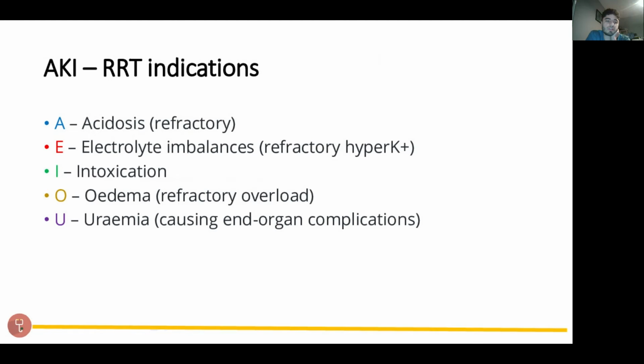Intoxication, so if you've got lots of drugs in the blood that need to be removed. Edema, so they've got refractory overload. You've tried diuresis and you try getting this fluid off and you can't. And uremia, causing end organ complications such as pericarditis, encephalopathy, etc. These are all reasons why you would do renal replacement therapy.